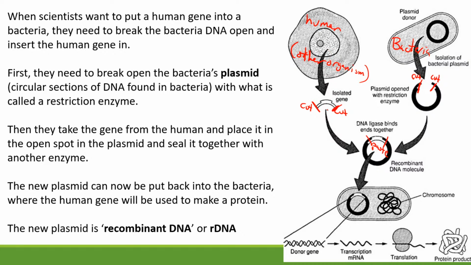So the idea is that this isolated gene could be the gene that makes insulin. We've taken it out of a human and put it into a bacteria, and now when this bacteria reads its DNA, when we put that bacteria into triggering conditions, it will create the protein that we have shown it how to make.